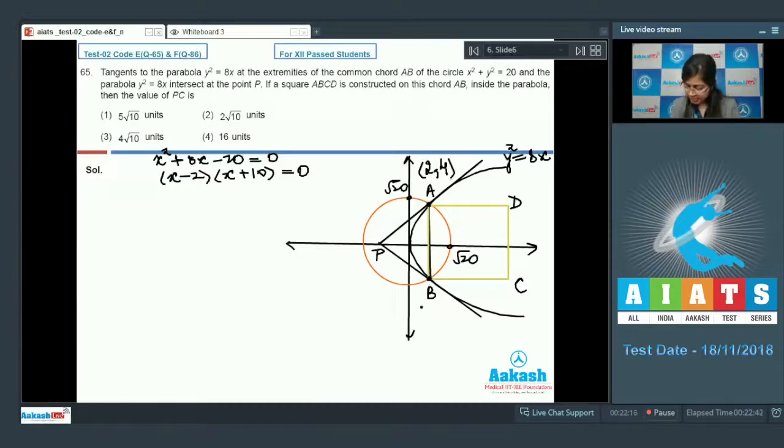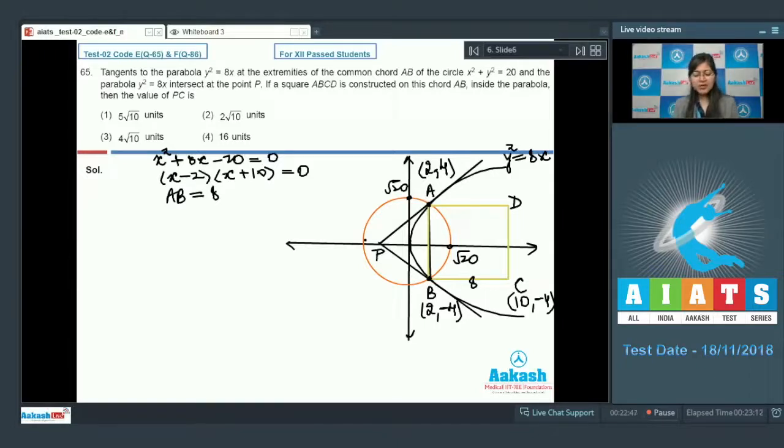So the points A and B are 2 comma 4 and 2 comma minus 4. Now the length of AB will be equal to 8, right? AB is equal to 8. Now as ABCD is a square, so this side is also 8, right? This side is also 8. So the coordinate of C will be, as BC is parallel to the x-axis, therefore its coordinate will be 10 comma minus 4, right? Now we have got the coordinate of C.